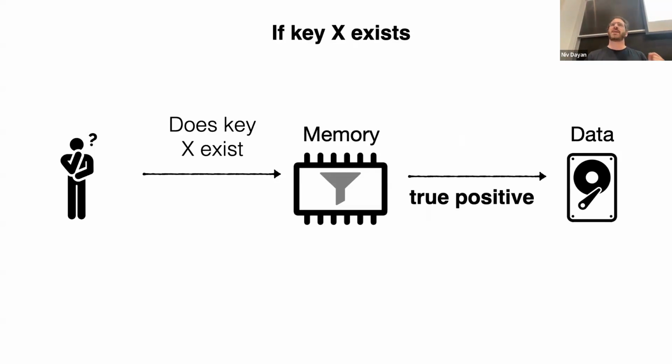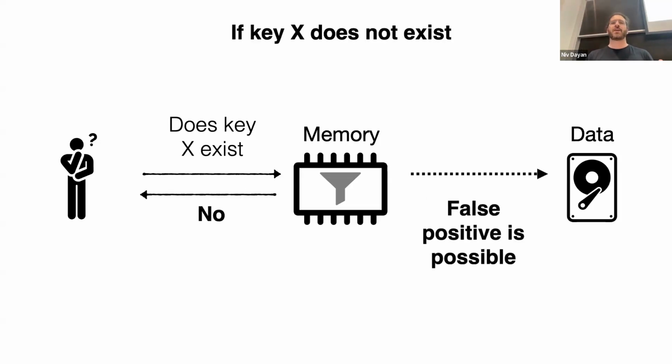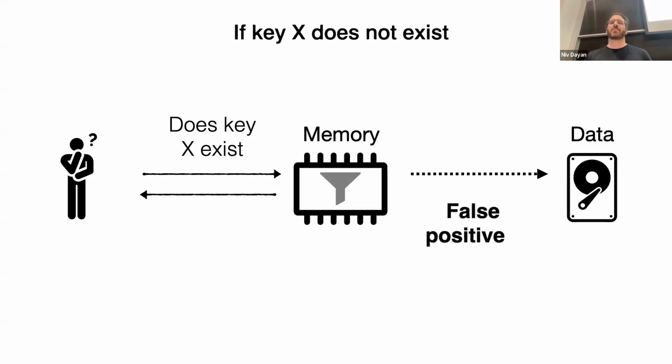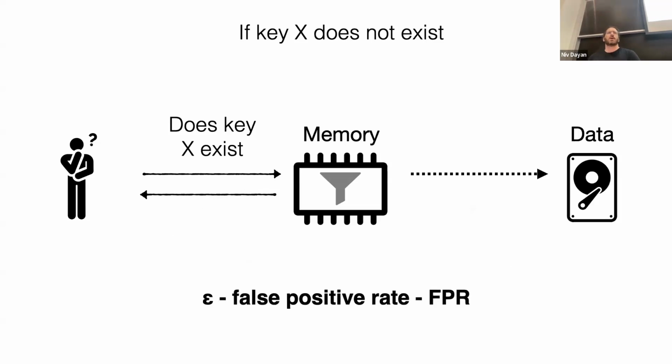Now if a given key exists, we're guaranteed to always get a true positive. But if the key that we're querying for does not actually exist, then we might get a false positive or a true negative. And crucially, we get a false positive with a probability of epsilon, and we get a true negative with a probability of 1 minus epsilon if the key does not actually exist. This epsilon is going to be called our false positive rate, or FPR.